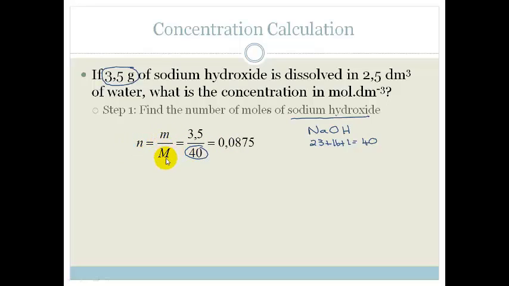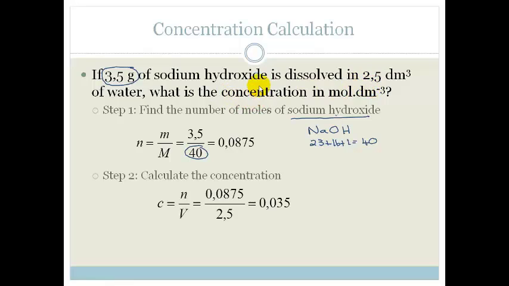So the number of moles is mass over molar mass, which is 3.5 divided by 40, which is 0.0875. Right, so now we've got the number of moles and we have the volume, so we can calculate the concentration. Concentration is number of moles over volume, which is 0.0875 divided by 2.5, because that's in decimeters cubed, we've checked, and that gives us 0.035 moles per decimeter cubed. Please remember your unit, 0.035 moles per decimeter cubed.